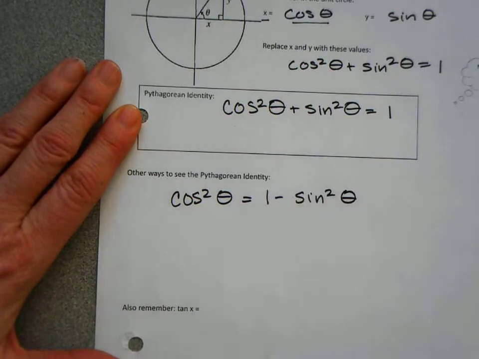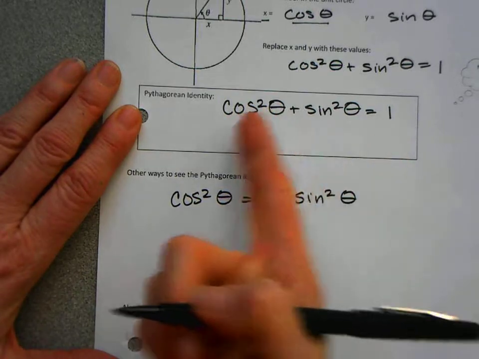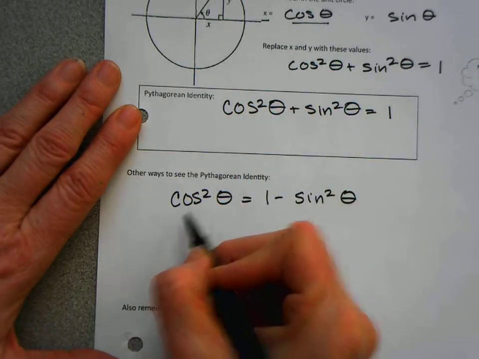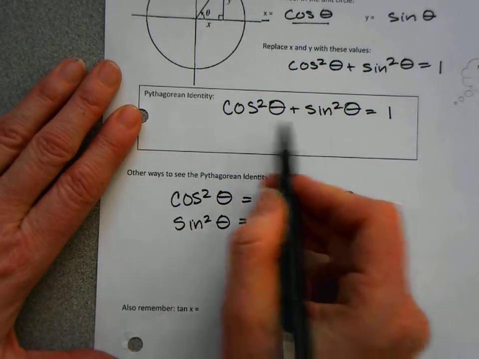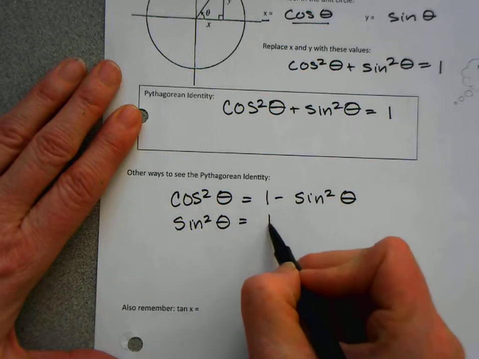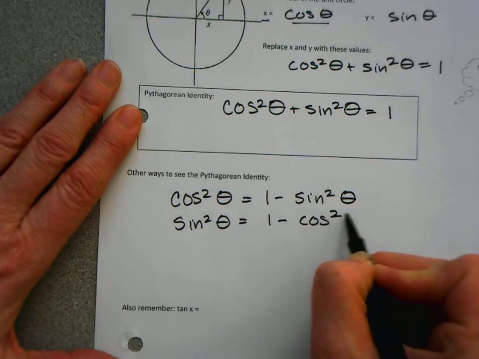We could also get the cosine squared theta equals, subtract sine squared from both sides, 1 minus the sine squared of theta. Well, let's subtract the cosine squared from both sides. So we would be left with the sine squared theta is equal to 1 minus the cosine squared of theta.